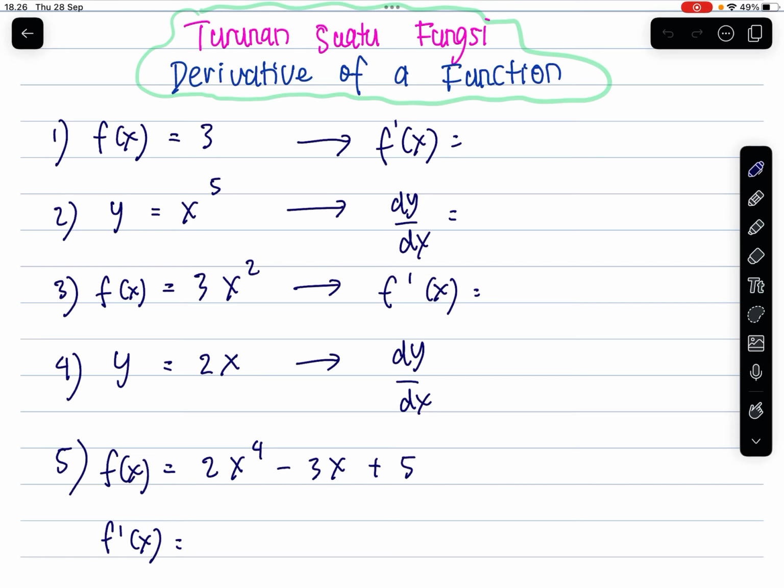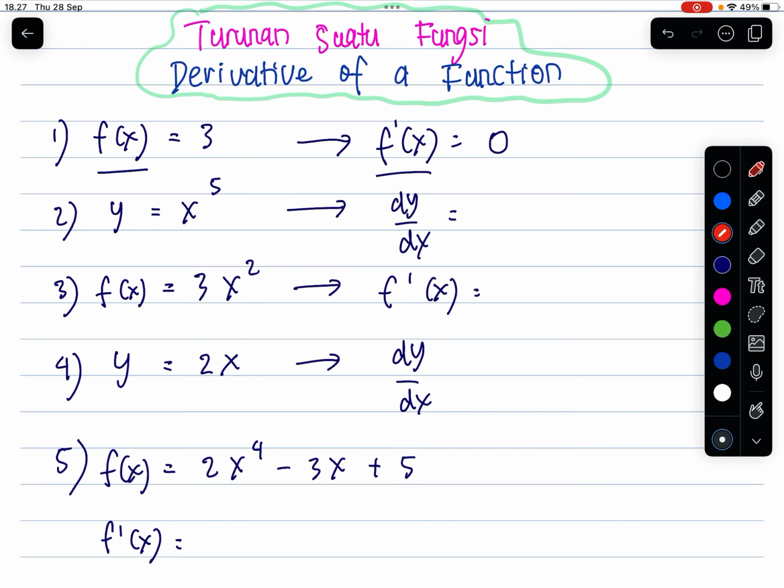Okay, the first one we want to find the derivative of f(x) equals 3. Jadi fungsi f(x) sama dengan 3, we want to find the derivative of that. When it's f(x), the derivative is going to be f prime x. So the derivative of f(x) equals 3 is just 0 because 3 is a constant. So all constant, the derivative, turunannya, is going to be 0. Okay, that's number 1. Now we're going to do number 2.